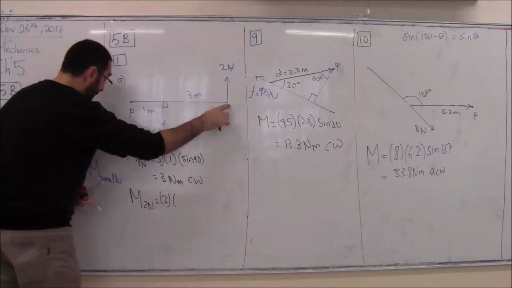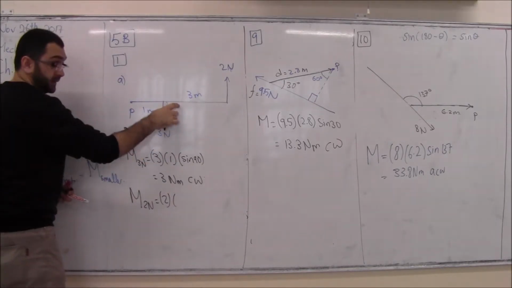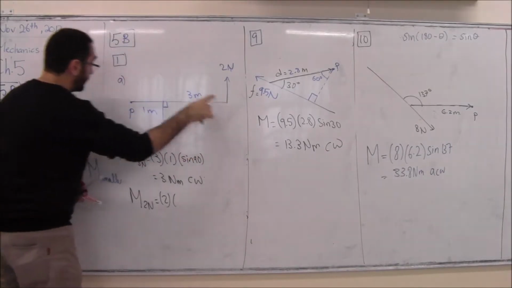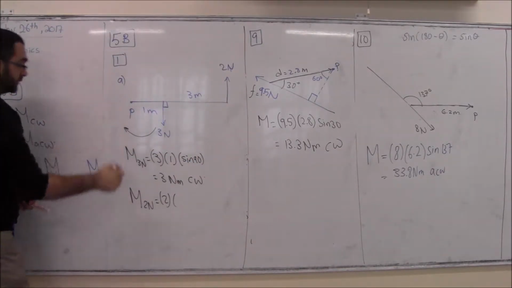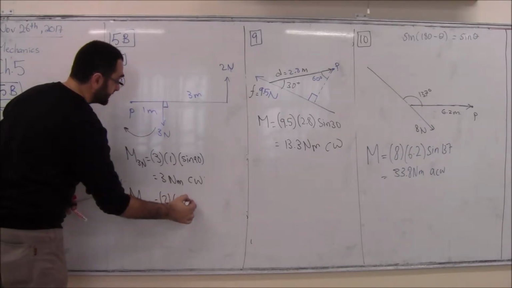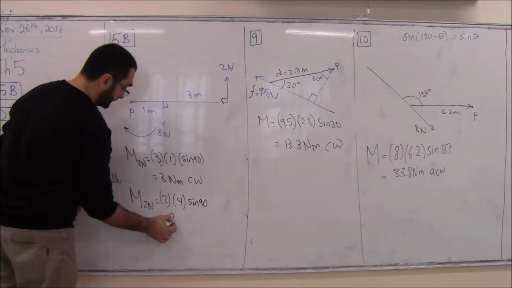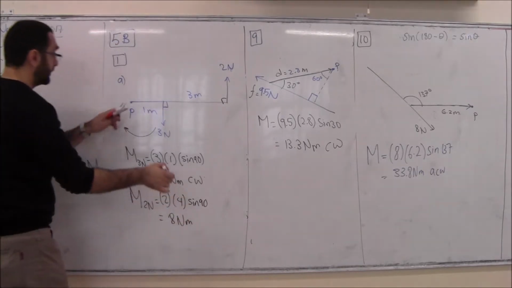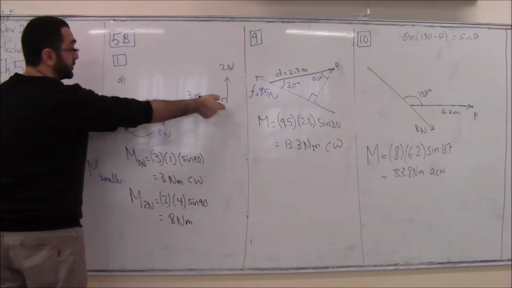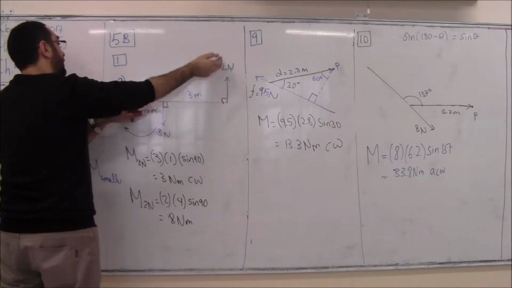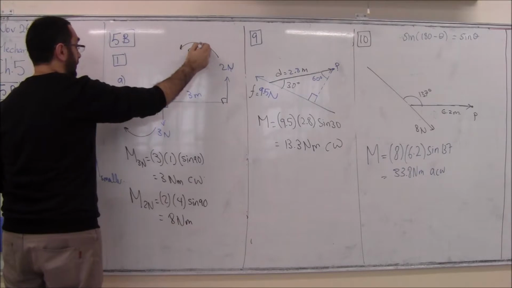Pay attention, times 4, not 3, because we need the distance from the force applied to the pivot, 4, sine 90, right? 8 newton meters. Look here, with the force in this way about P, right? So it will be what? Anti-clockwise.